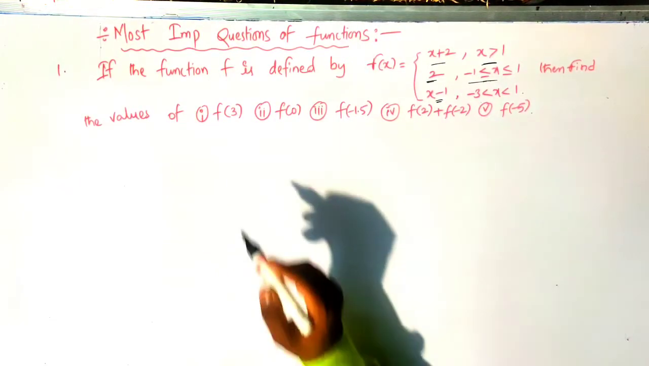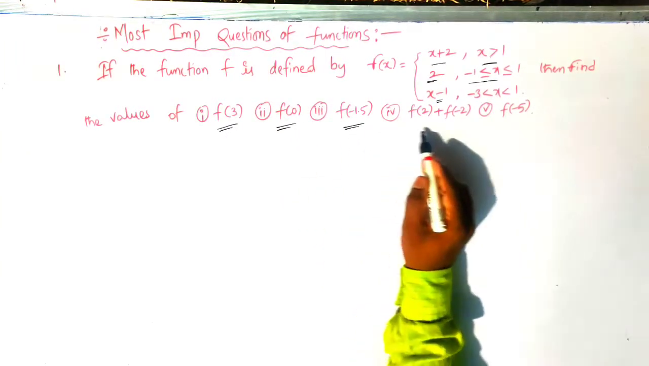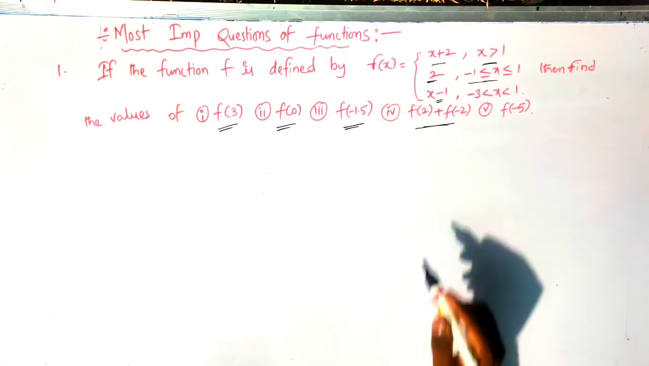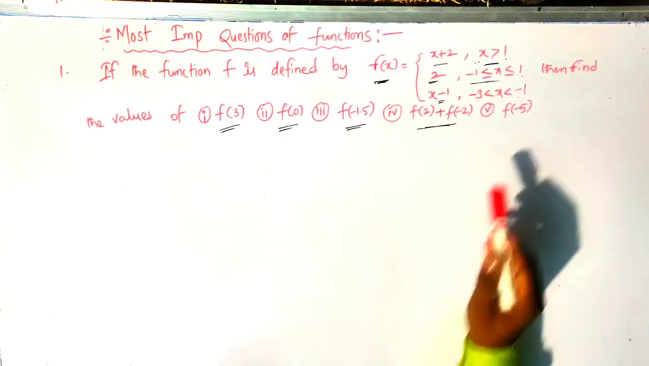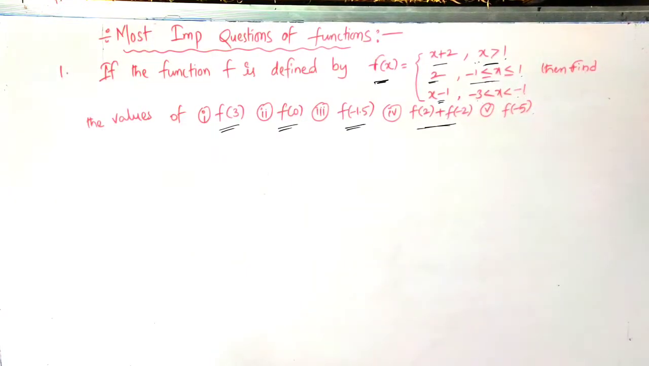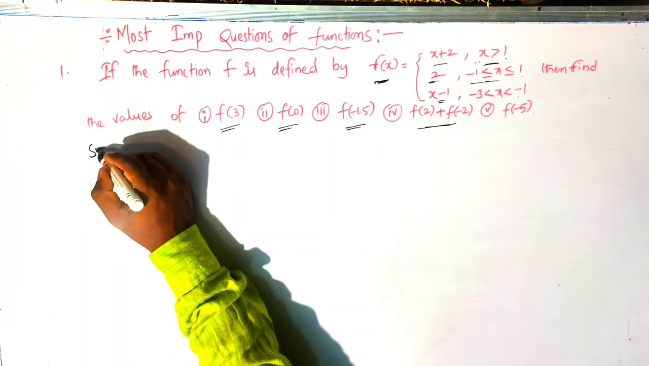Then find the values of f of 3, f of 0, f of minus 1.5 and f of 2 plus f of minus 2. Last one is f of minus 5. So in between minus 3 to minus 1 only, minus 2 will exist here. Clear? So now we find out here. See here.